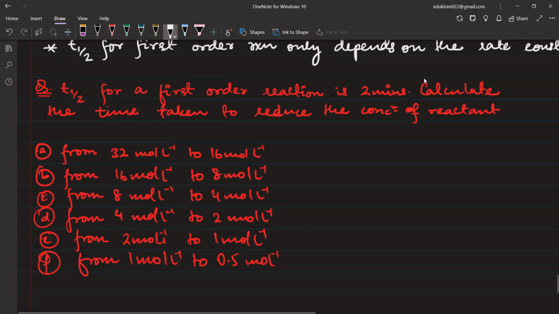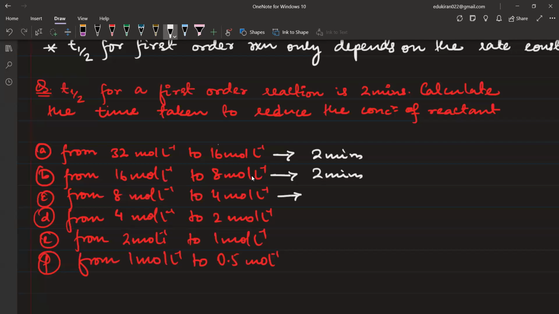Let's start with the answer to the first one. How much time will it take to halve this? What is t half? It is 2 minutes, so for half the reaction it will take 2 minutes. Then how much time will it take from 16 to 8? Tell me quickly. 2 minutes. All of you, Mansi, Lubna, Kinza, Kulsum, Shaheen, please answer. 2 minutes.